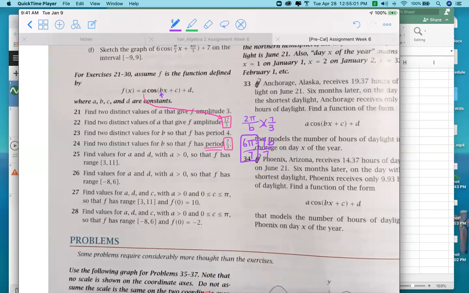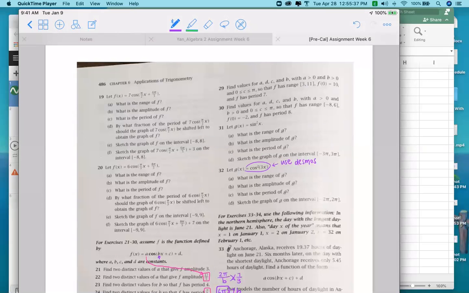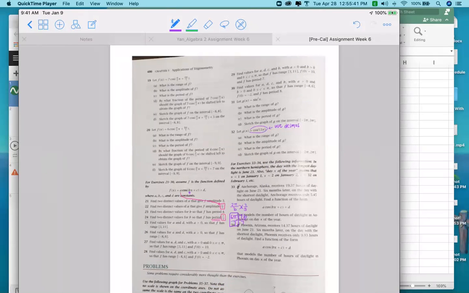You can try to figure those out. Number 32, by the way, looks a little bit more complicated. Definitely use your graphing calculator or Desmos for all the questions. If you have more questions, feel free to send me a picture of what your answer would be, and then I can confirm it with you.